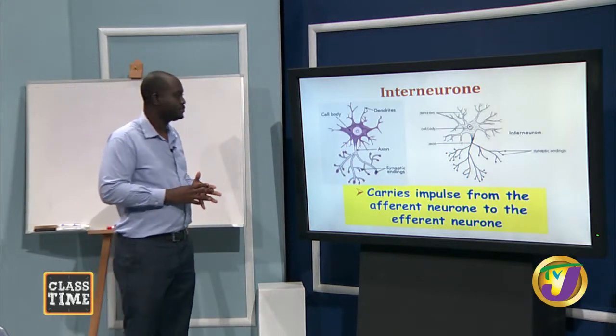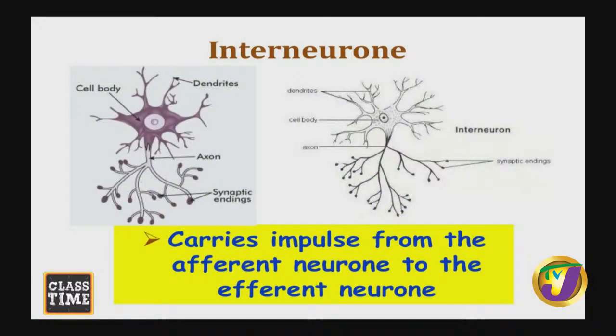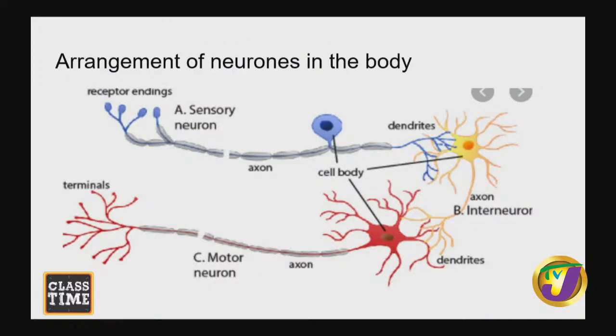The interneuron, I said, carries impulses from the sensory to the motor neuron. So it's like passing on the information, just like in a relay race, where the baton is passed from one teammate to the other. And so this is the arrangement of the neurons within the body. The sensory neuron carries the impulses to the central nervous system, you have the relay neuron carrying it within the central nervous system, and then it passes it on to the motor neuron, which takes it from the central nervous system to the effector, which can be a muscle or a gland.